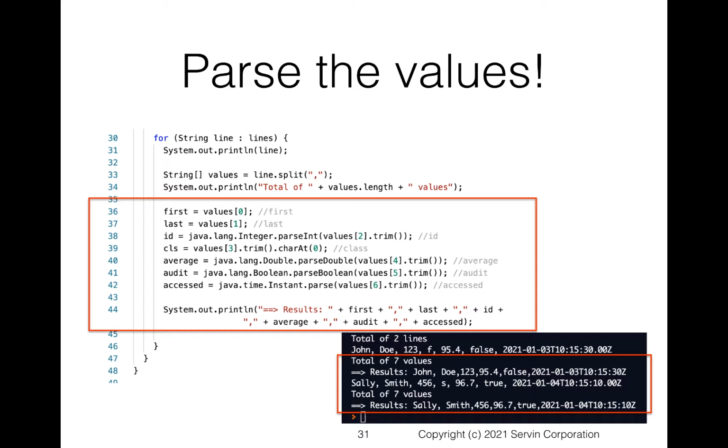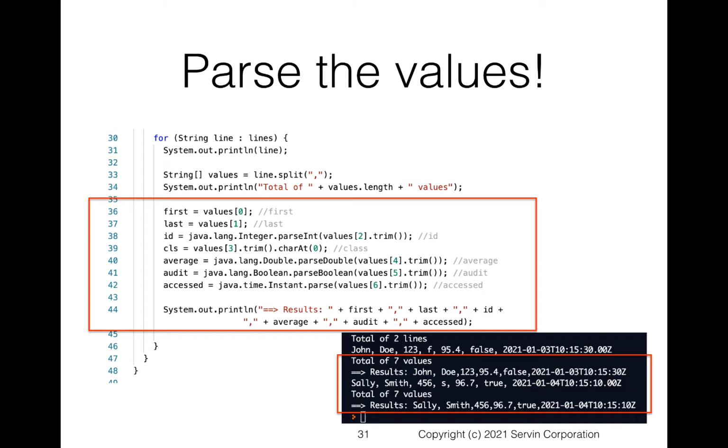And at line 42, where it says accessed, the java.time.Instant.parse. So this also has a parse method. And as before, we take the values of 6, we trim it, make sure there's no spaces before or after, we give it to the parser, and that will give us the access time.